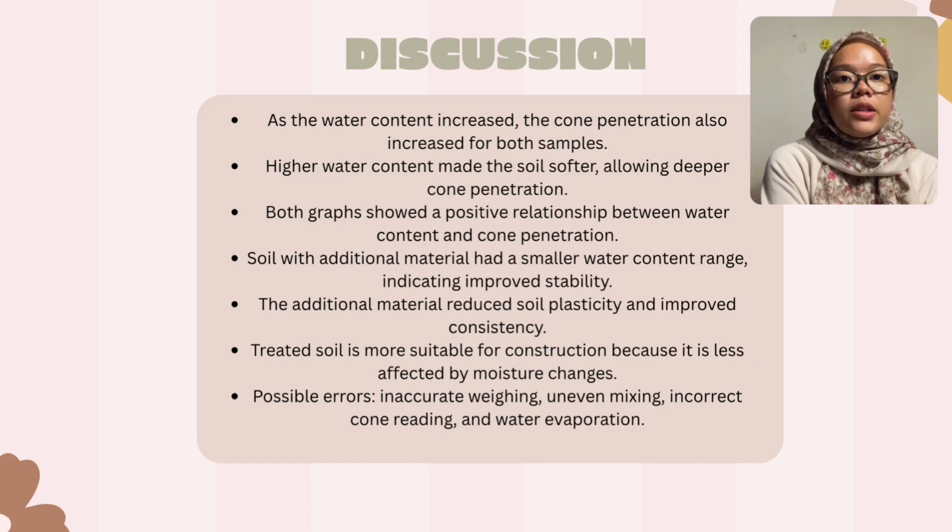In addition, the soil mix with rice husk had a smaller range of water content, which indicates improved soil stability. The addition of rice husk also reduced the soil's plasticity and improved its consistency. This means the treated soil is more suitable for construction because it is less affected by change in moisture content.